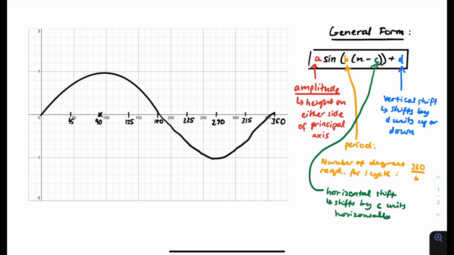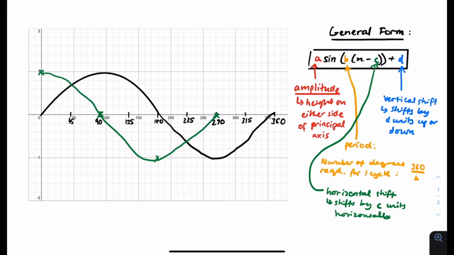So what that means is this 180-degree value will move to 90 instead. Then the maximum at 90 will move to the 0 point. Then 270 will move to 180. So the value of 270 is -1. So now 180 will have the new -1. And then 360 will become 270. And then so on. So it would look something like this.